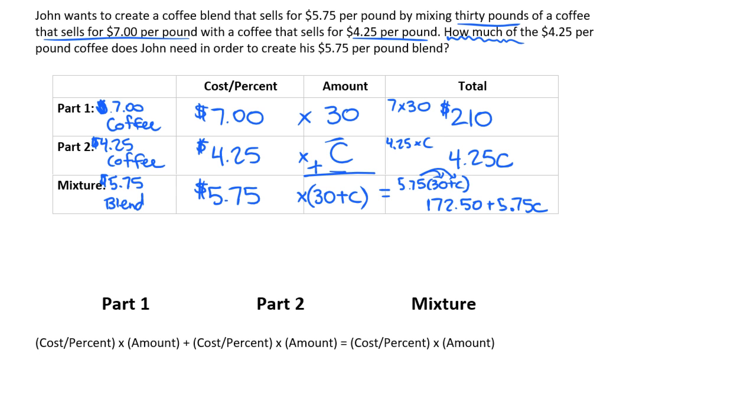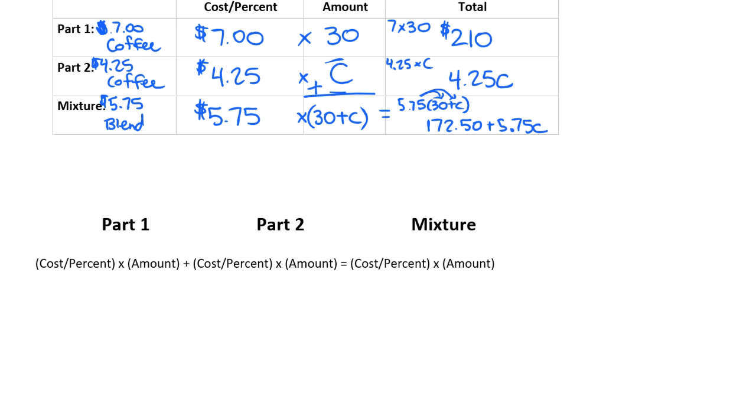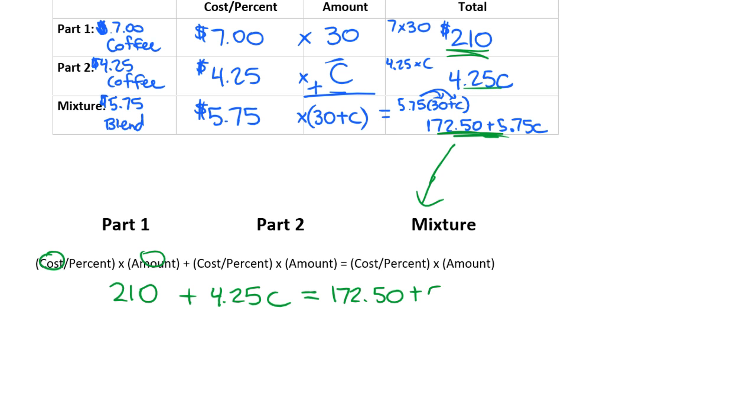So now we go to our equation, and we just need to fill in what we know. The cost times the amount, which we actually have right here, is $210, plus the cost and the amount of part 2, which is this 4.25C, equals the cost times amount of the mixture, which is $172.50 plus 5.75C.